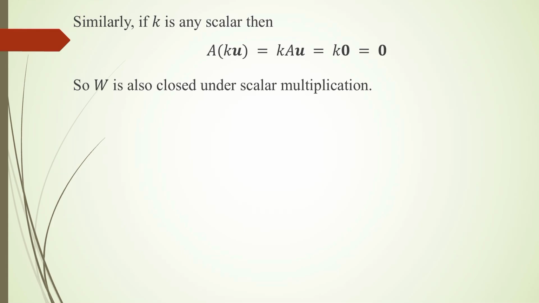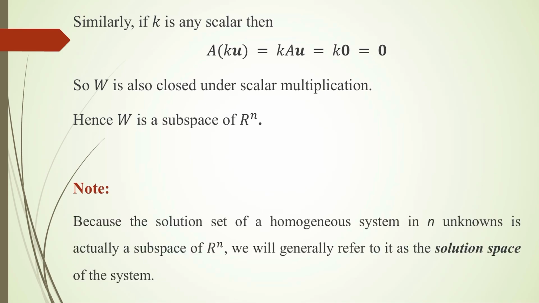So if W is non-empty and it is closed under addition and scalar multiplication, we can say that it is a subspace of Rn. Since the solution set of a linear homogeneous system is a subspace of Rn, we will refer to it as solution space, not simply solution set. It is a subspace, therefore hereafter we will call it solution space of the system.